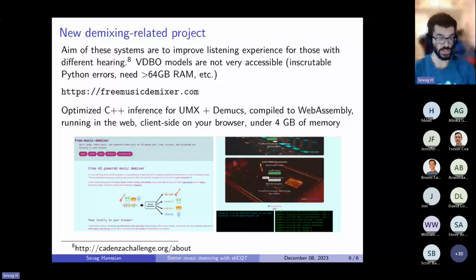So to that end, I have been trying to work on this website. It's called freemusicdemixer.com. I take these models, OpenUnmix and Demucs, sort of adapted to run in the web using WebAssembly under 4 gigabytes of memory. So that's something pretty cool. I really wanted to show that off today, share it with people. Today you just load up this website, it runs on your machine, and it does your VDBO separation for you. You don't need to mess around with Python or anything.